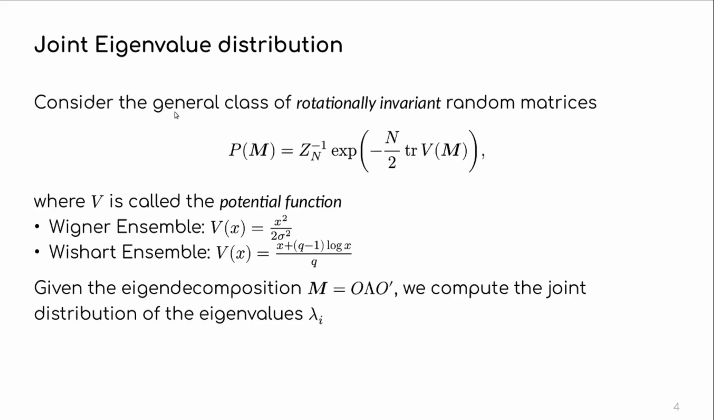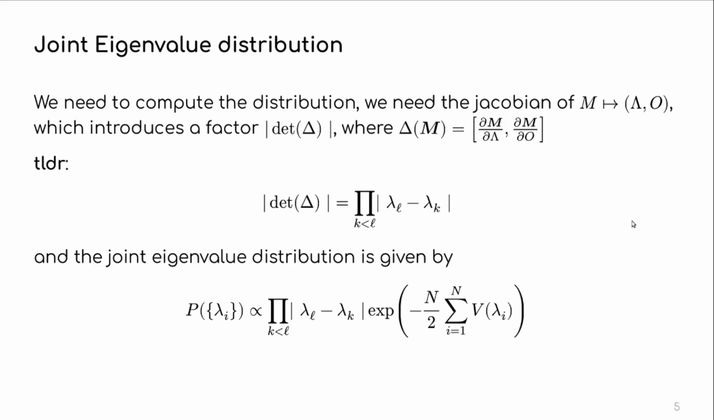So in the book there's a general recipe for computing the joint eigenvalue distribution of this family of matrices, and they're actually fairly general. The way we do this is that we first take the eigen decomposition, M equals O lambda O prime, with O being orthogonal and lambda the matrix of eigenvalues, and we compute the joint eigenvalue distribution. I'm waving my hands quite a lot here because it's a bit involved, but at the end it's just a lot of calculation.